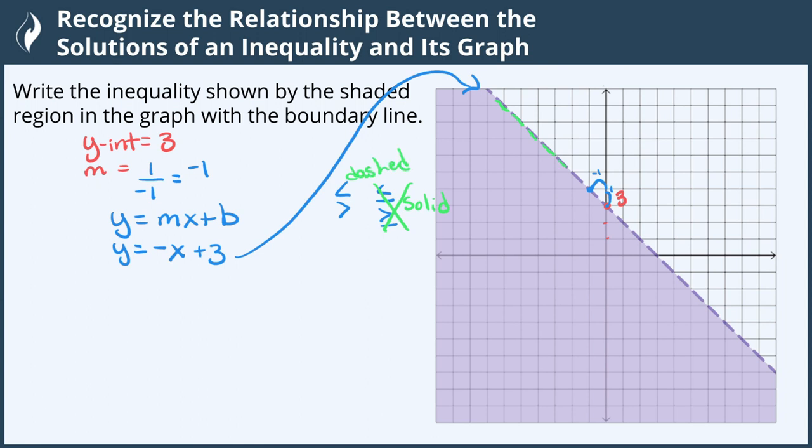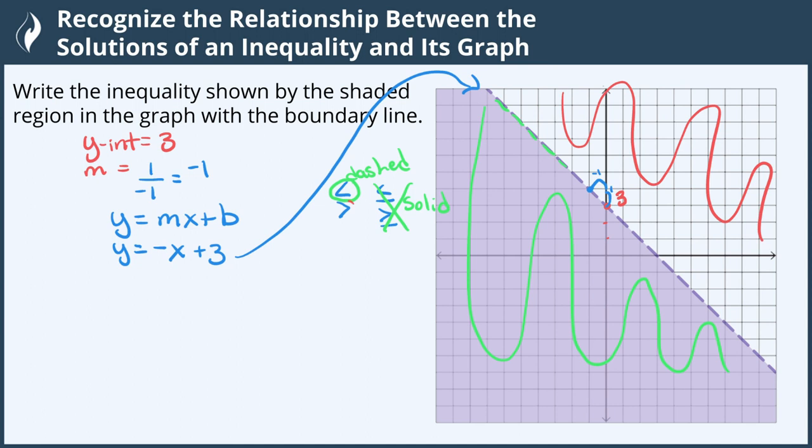Since we are shading below the line, this means it is less than. So we will use a less than sign. If it was shaded above the line, up here, then we would use a greater than sign. So our inequality is y is less than negative x plus 3.